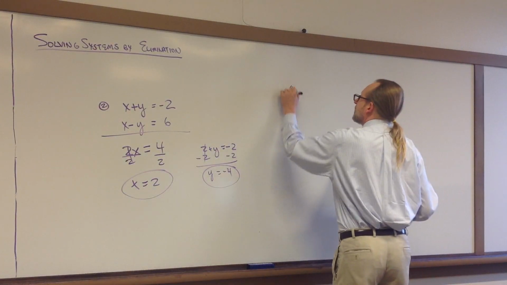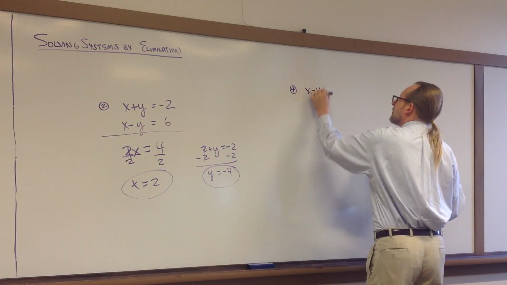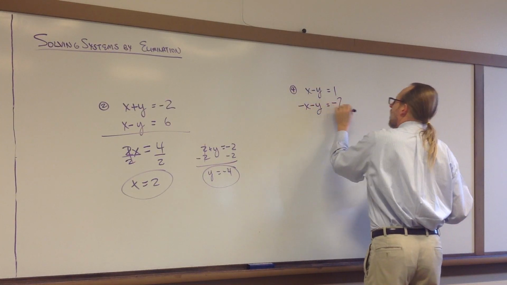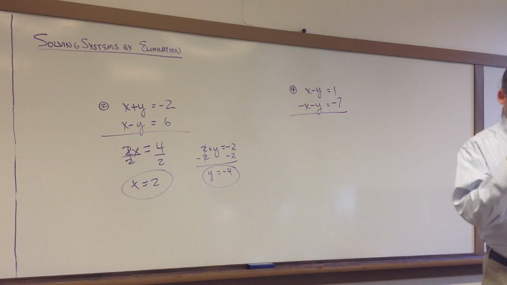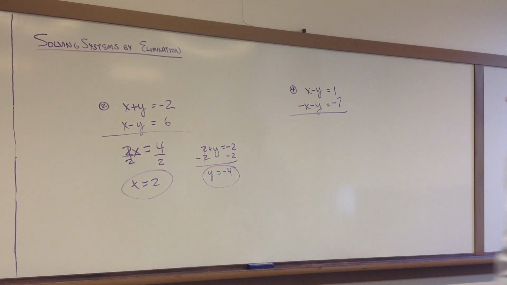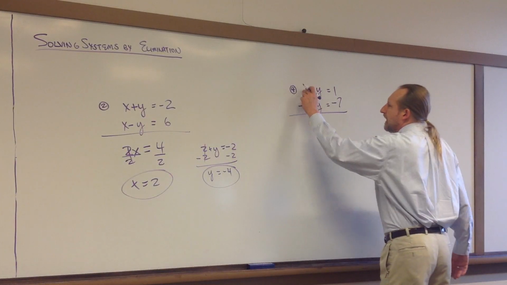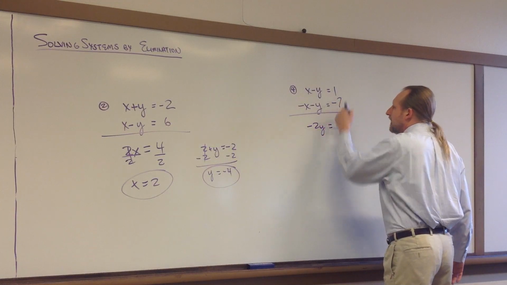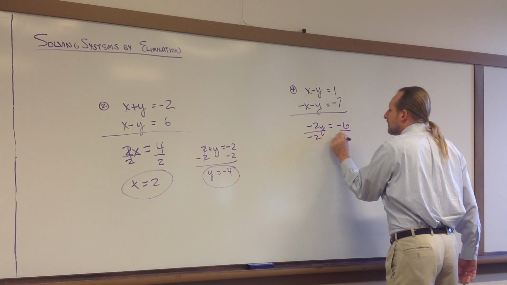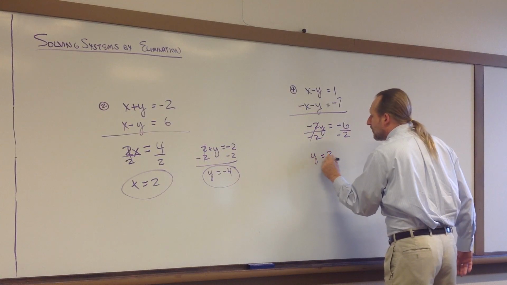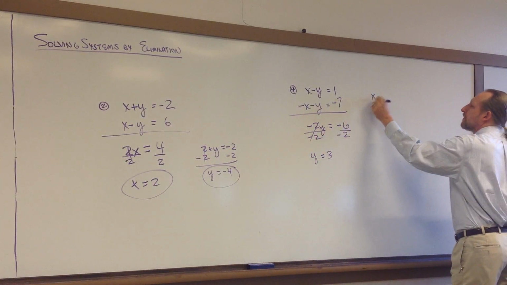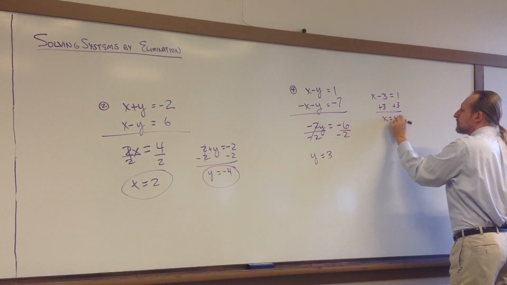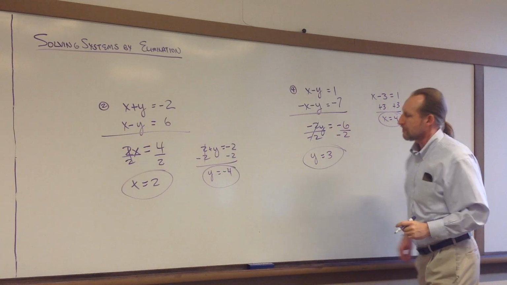These all start out the same. We'll see a little further down on the page we run into problems that are a little bit different. And I'll talk about that when we get there. So here, if we want to add these two equations together, see how the x and the minus x will cancel each other out. Here we'll have -2y. Here is -6. Divide on both sides by -2. Y equals 3. Then plug it back in and solve for x. X equals 4, y equals 3.